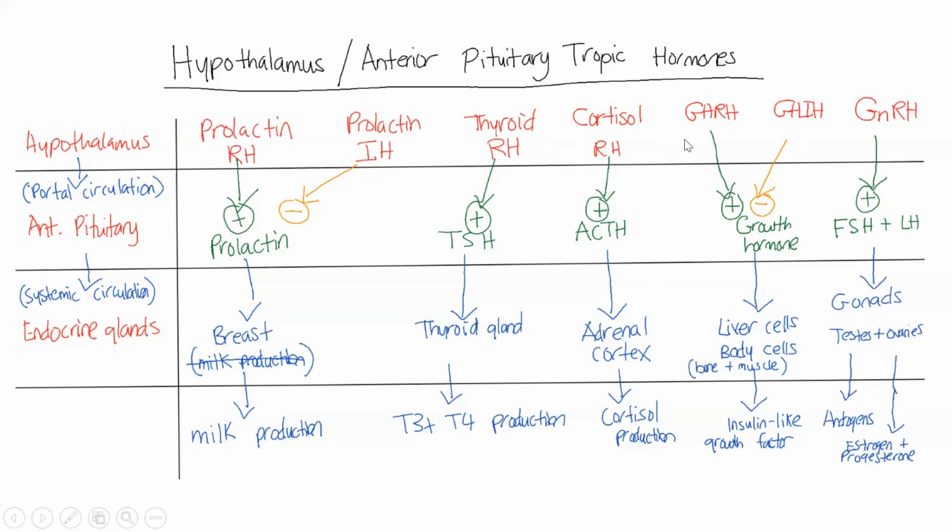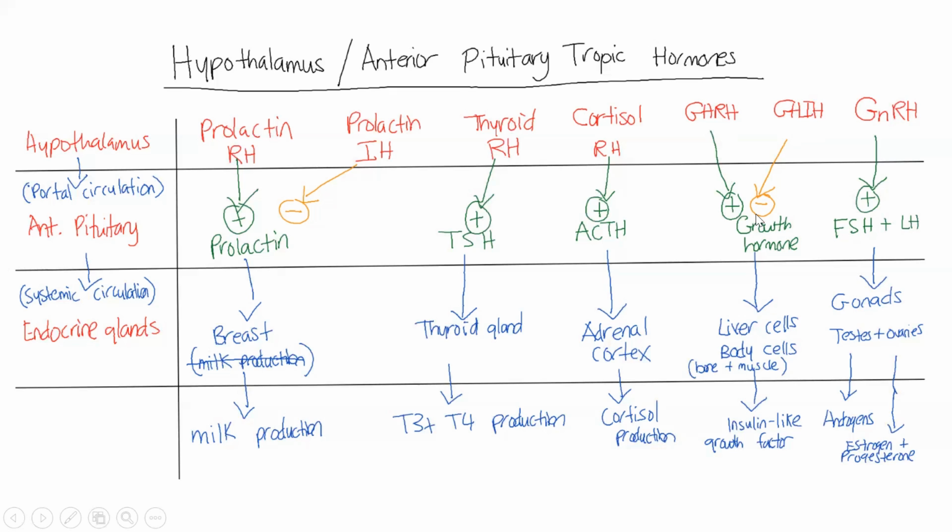We then have GHRH, growth hormone releasing hormone. So that is going to instruct the anterior pituitary to release growth hormone. We then have GHIH, growth hormone inhibiting hormone. That is going to tell the anterior pituitary to not release growth hormone, okay? So again, the releasing hormone and the inhibiting hormone.